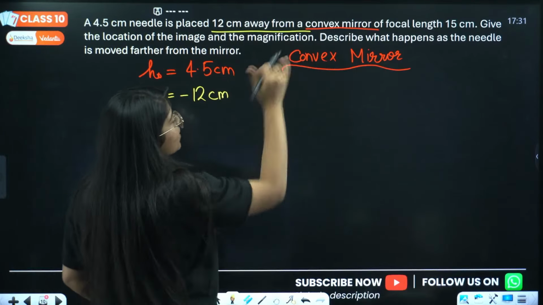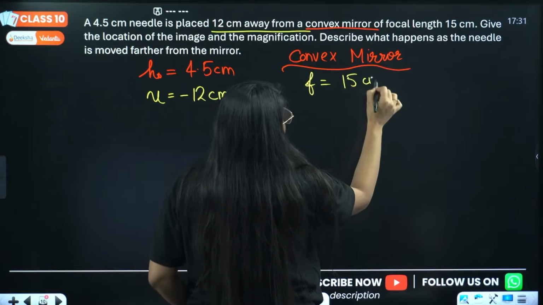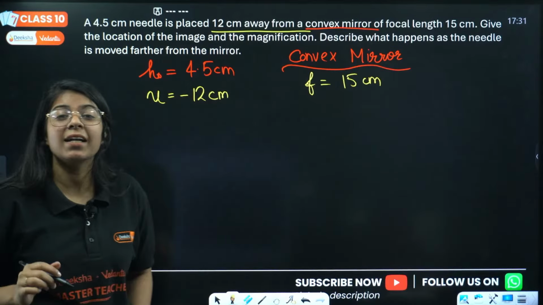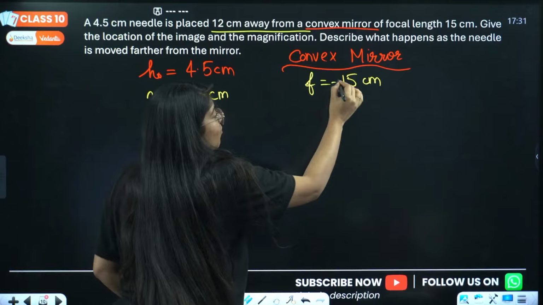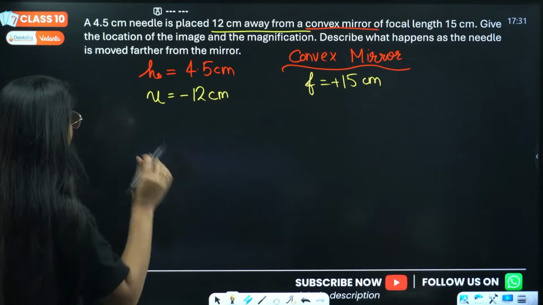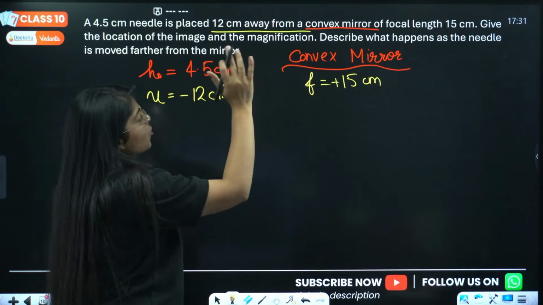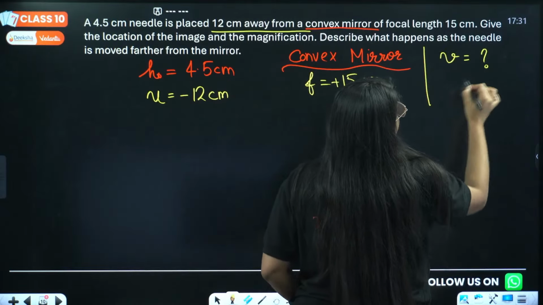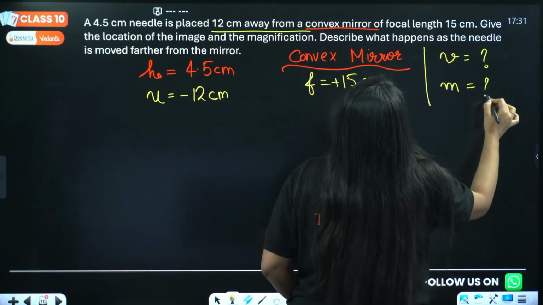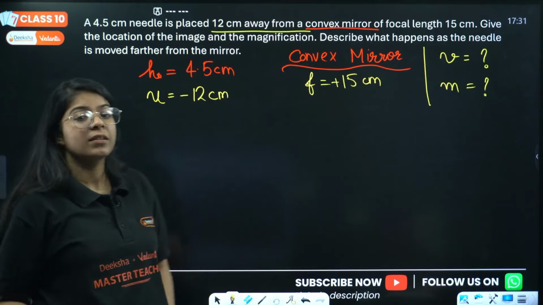Now I have a convex mirror whose focal length is given as 15 centimeter, and I know that the sign of focal length of convex mirror is always positive. Understood? Give the location of the image and the magnification. We need to find the location of image and the magnification. Describe what happens as the needle is moved further from the mirror.